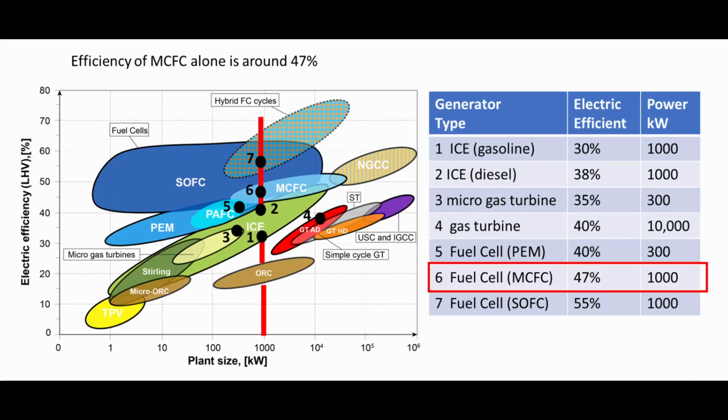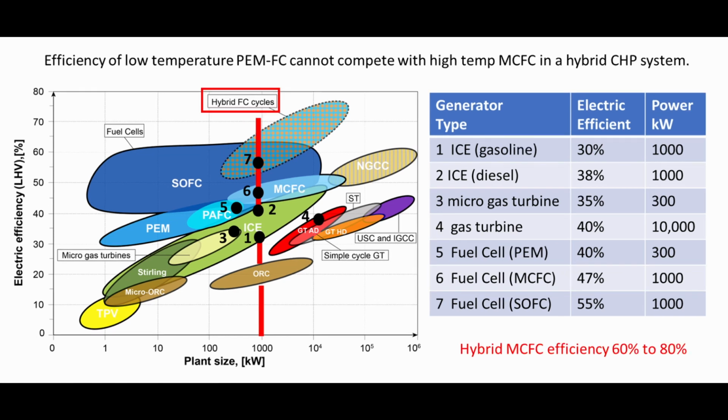The molten carbonate fuel cell alone has an electrical efficiency exceeding 47%. This raw efficiency compares with the PEM or phosphoric acid fuel cell efficiencies. When an MCFC is used in a CHP system, the CHP system can have an efficiency in the 60 to 80% range. Low-temperature fuel cells like PEM fuel cells cannot compete with high-temperature fuel cells like molten carbonate fuel cells or solid oxide fuel cells as stationary power plants inside a CHP system.